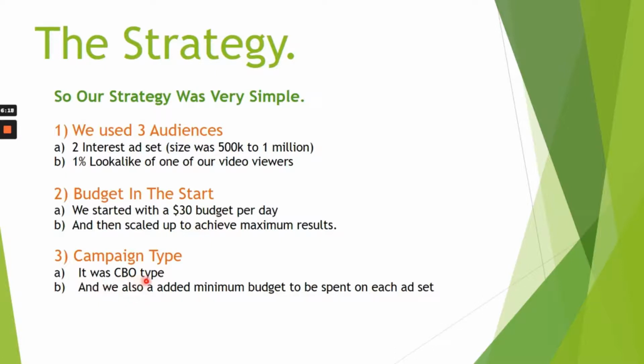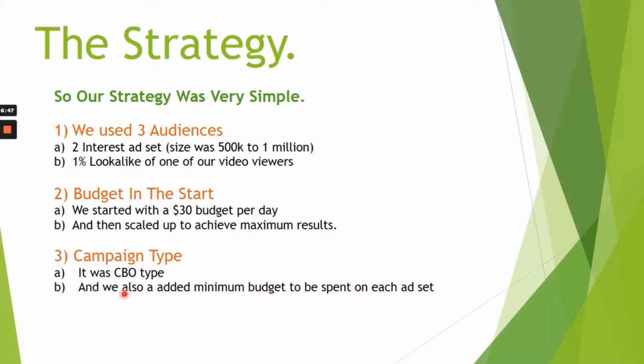And the campaign type we used in this campaign was of course the CBO, which is the campaign budget optimization. If you don't know about this, let me shortly explain. The CBO basically means campaign budget optimization, in which Facebook will distribute your budget across multiple ad sets within a single Facebook ads campaign, and Facebook would provide more budget to those ad sets that are performing really well.